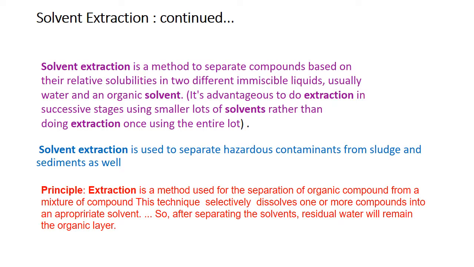Out of these two solvents, one is always water and the other is an organic solvent. It is also used to separate hazardous contaminants obtained in industry, from sludge or sediments as well. It is used as one of the purification methods, just like steam distillation. In this method, the organic compound is separated from the mixture, where the technique selectively dissolves one or more compounds into an appropriate solvent. After separating the solvent, the residual water will remain in the organic layer.